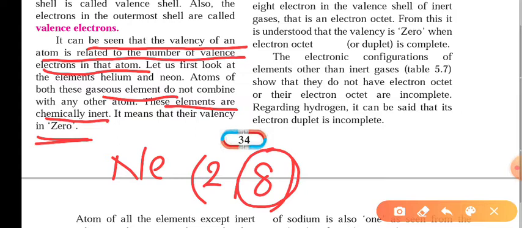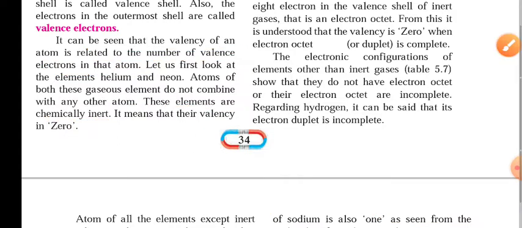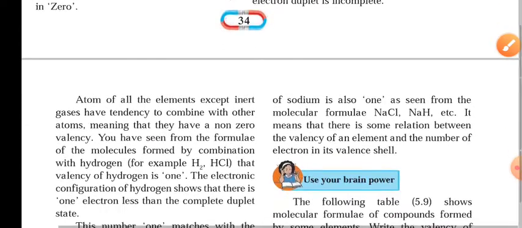And for others where it is not complete, their atoms try to make it a duplet or octet. Duplet is only for the first shell, after that the octet is followed. So atoms are always trying to make 8 electrons in the outermost orbit. For that they may gain electrons from others or give their electrons to others, and that number is called the valency of a particular element.